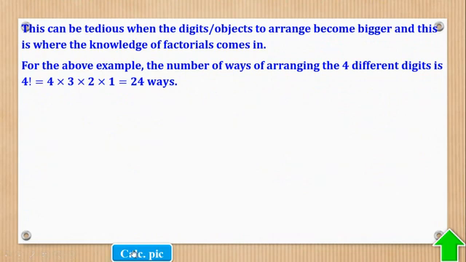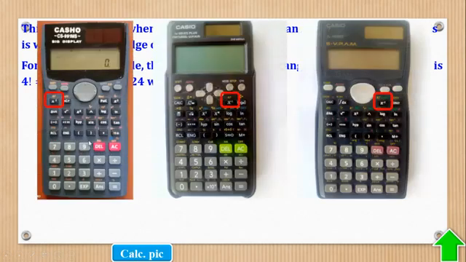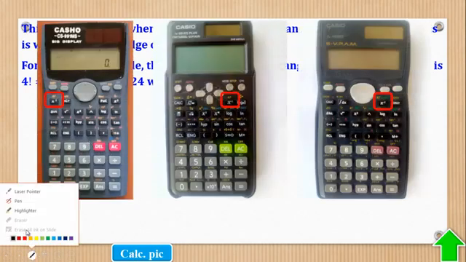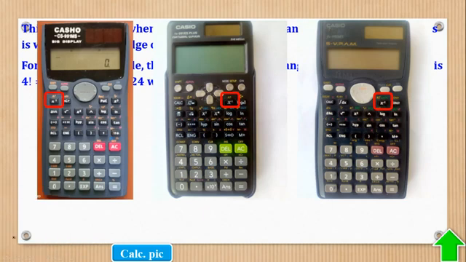And you can also use the calculator. How do you use the calculator? The factorial symbol is there, but if you look at it, it is in yellow. Because it is in yellow, to get it you first press Shift, followed by this button. When you do that, the factorial symbol will come here.